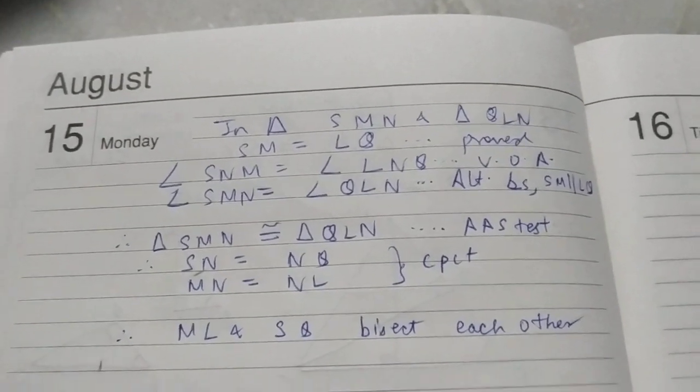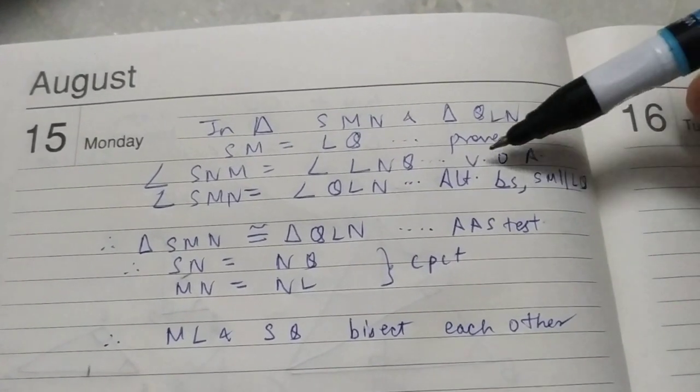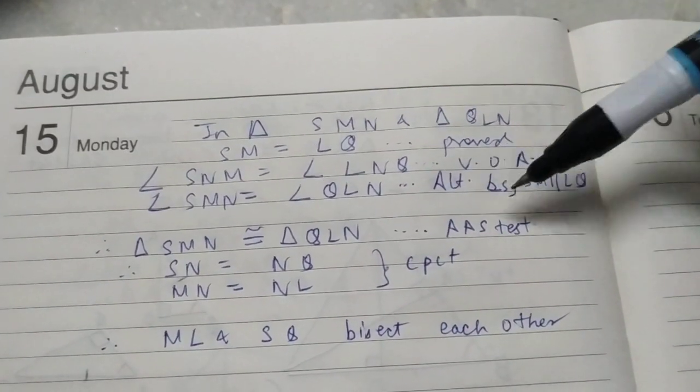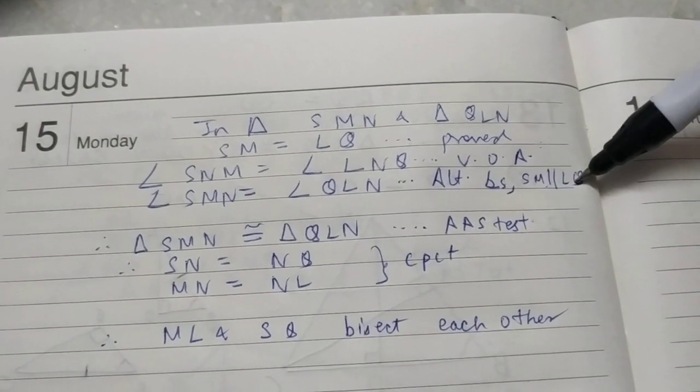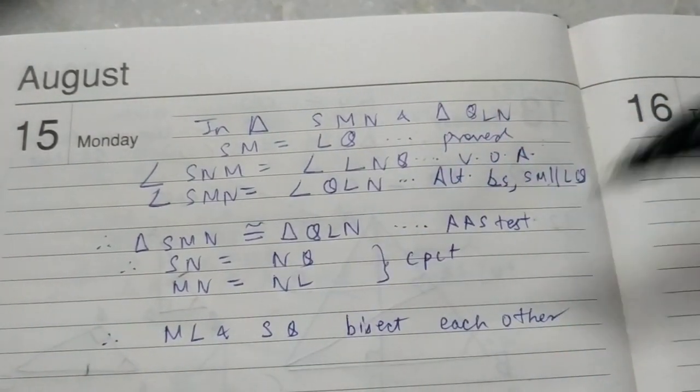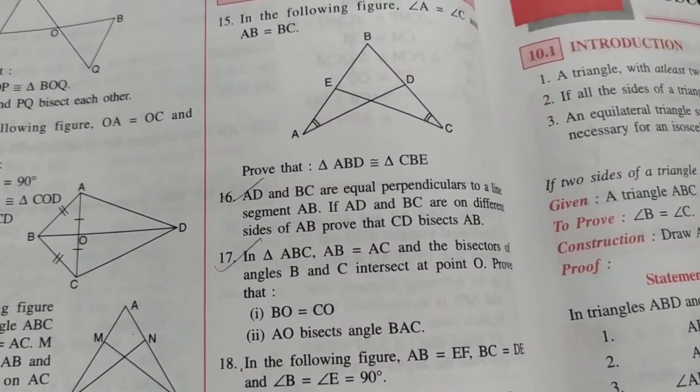These are the further statements. Vertically opposite angle, you can write like this. Alternate angles, write the parallel lines also. Don't forget to write the final statement here. Now read the 16th question.